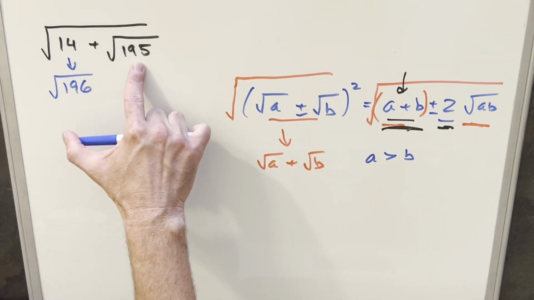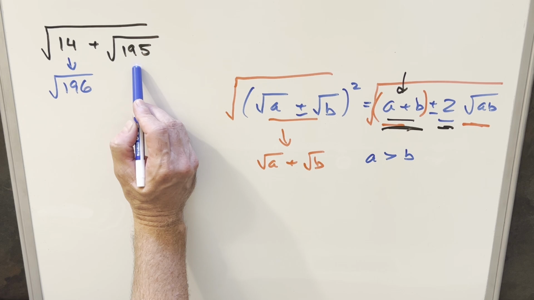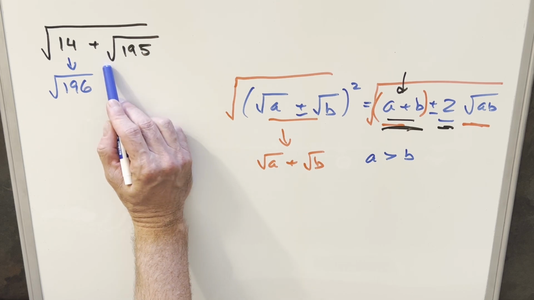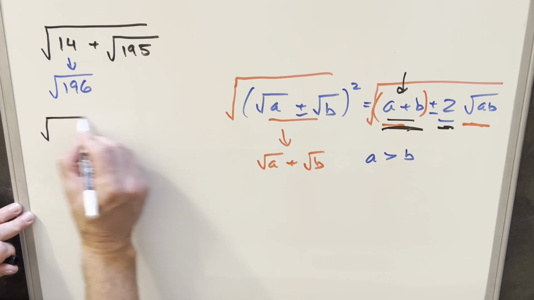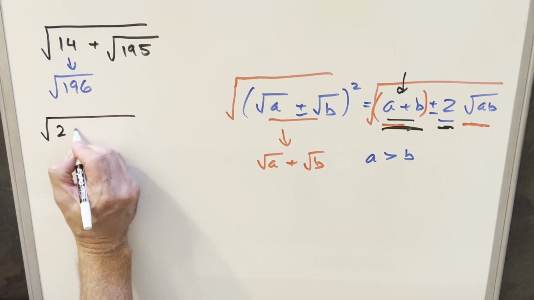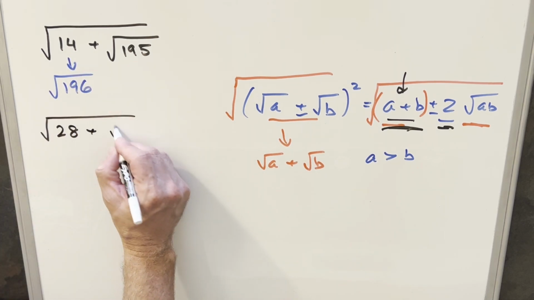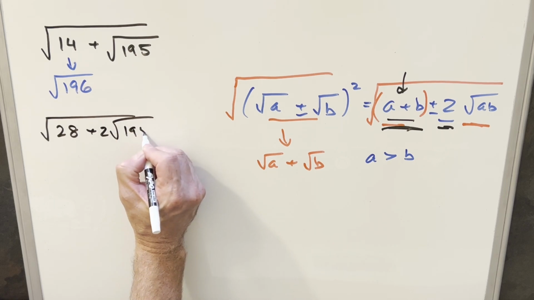And now in this case, 195 is not divisible by 4. So we can't just pull a 4 out. So we need to create it. What I can do is multiply everything by 2. So we multiply 14 times 2, we get 28. Multiply this by 2, we have 2 square root 195.